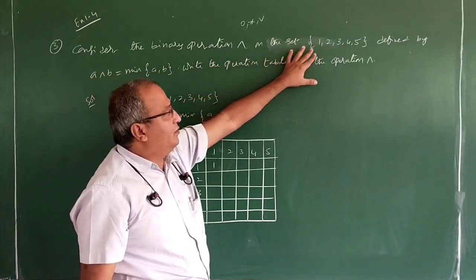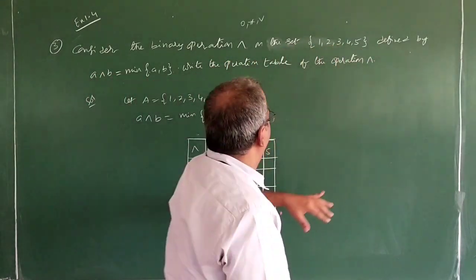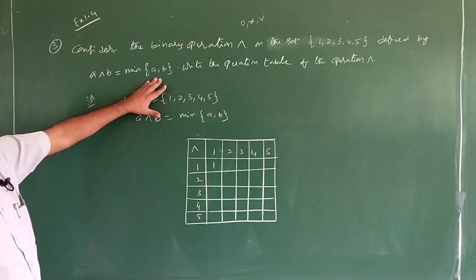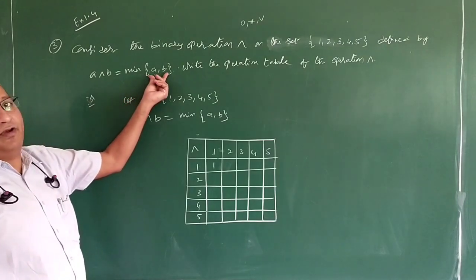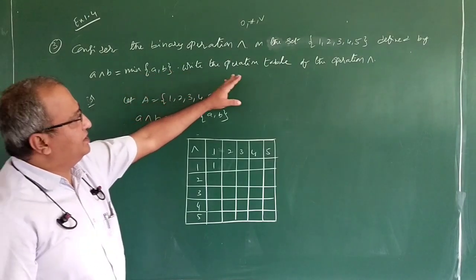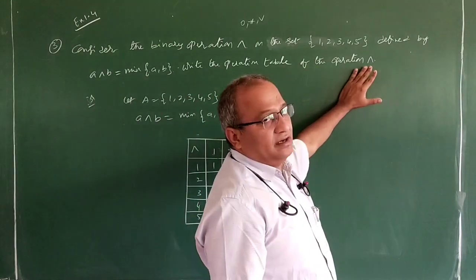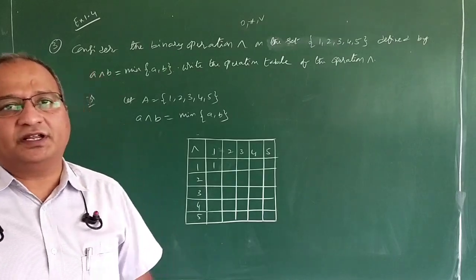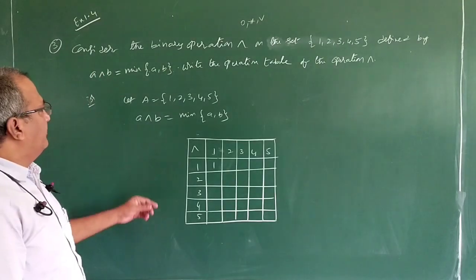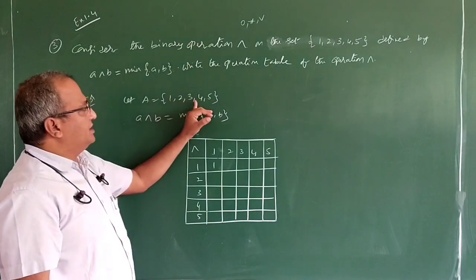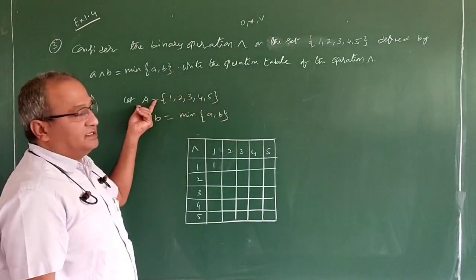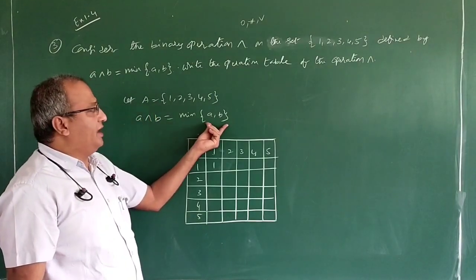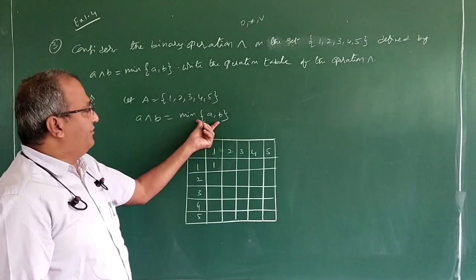On the set {1, 2, 3, 4, 5}, defined by A star B, A cap B is defined as the minimum of A comma B. It means in the two we have to take the minimum value. Write the operation table of the operation cap. I already told, when an operation table comes, we will discuss that operation table in the problem. First I am taking the set as {1, 2, 3, 4, 5}. I consider this set as capital A, and A cap B is equal to the minimum of A comma B. This is the definition given.